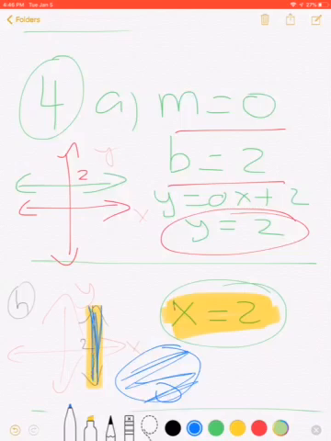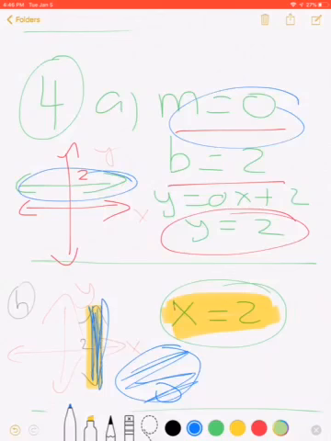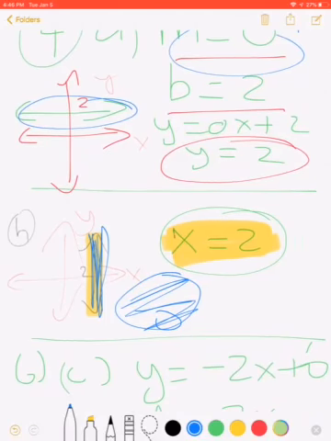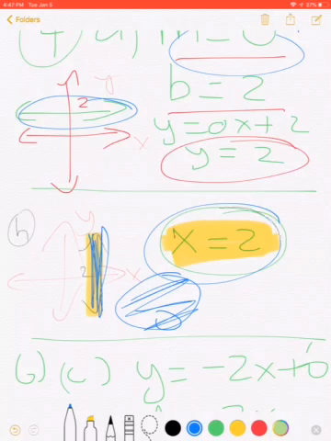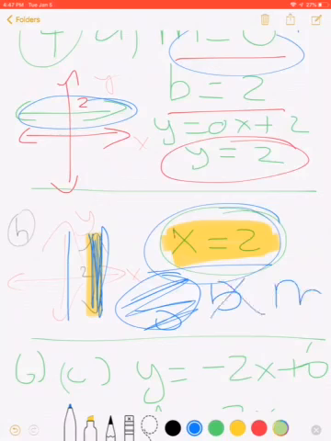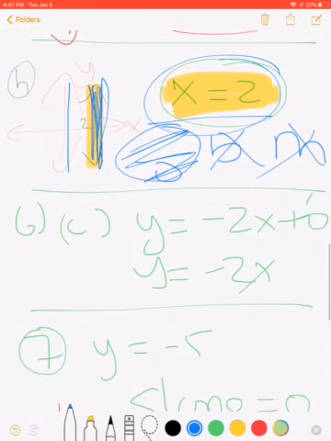Remember I was talking about the roofs. A roof that is flat, like this one here, has a slope of 0. This is not a roof, so it's undefined, no slope. Every equation that is vertical is of the form x equals whatever this is. The other thing is this: if it goes straight up and down, it's parallel to the axis. It doesn't have a y-intercept. So there's no b, there's no m, there's just this x equals 2.